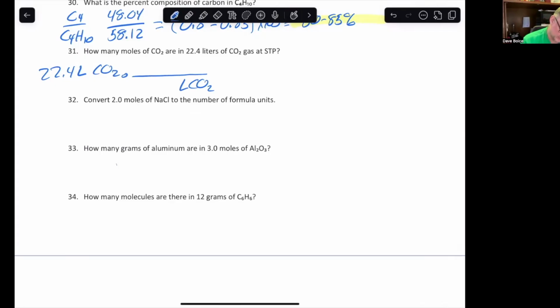And liters to moles, I can go straight there. 1 mole of CO2, or any gas in the world, occupies 22.4 liters, which makes the math pretty easy. 22.4 divided by 22.4 equals 1. So no point even doing a range for that one. 1 mole of CO2.